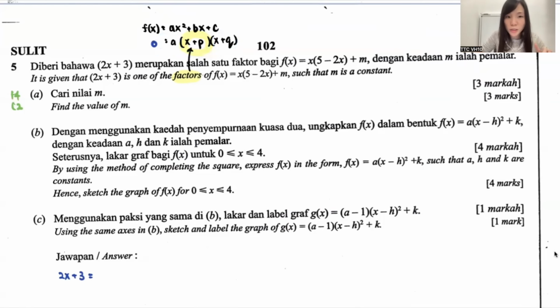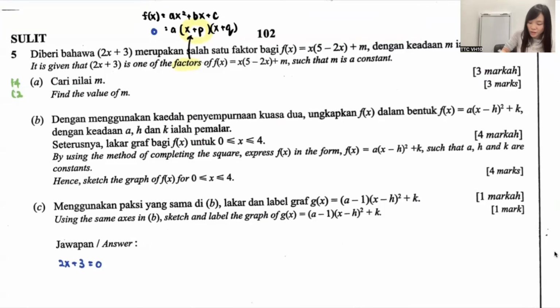So if they say 2x plus 3 is one of the factors, you can straight away say this 2x plus 3 should equal 0. Then you can get the roots out from there. So this basic you need to know. Plus 3, move it over, minus 3. Times 2, move it over, divided by 2. So x is actually negative 3 over 2. That is what I try to give you, okay?